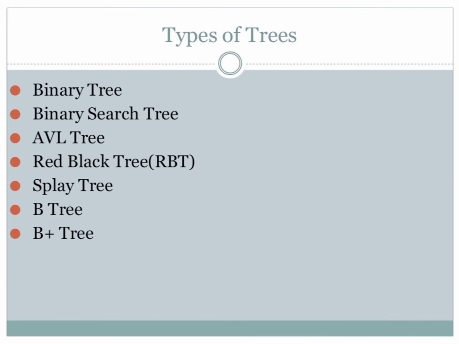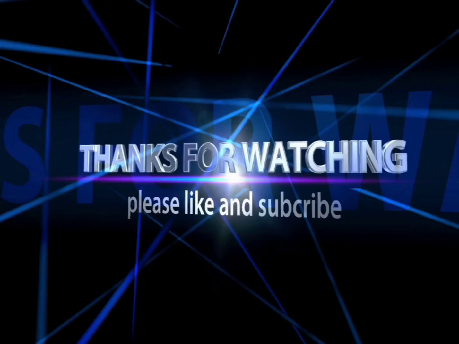Now coming to the types of trees, there are 7 types of trees: binary tree, binary search tree, AVL tree, red black tree, splay tree, B tree and B plus tree. Let us see them in detail in the next videos.